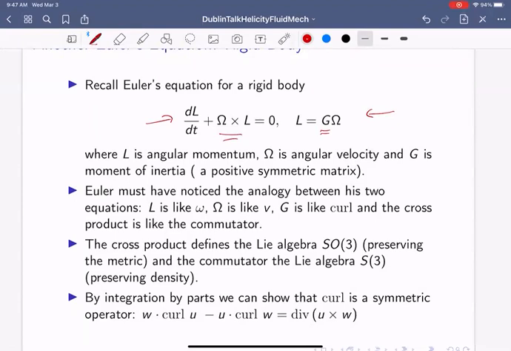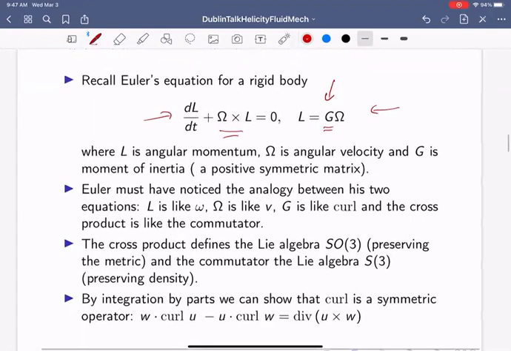And of course, angular momentum and angular velocity are related by the moment of inertia. G is a symmetric tensor, which is the moment of inertia. So this equation is actually very similar, I will argue, to the equation for an ideal fluid. The analog of angular momentum is vorticity. The analog of angular velocity is the velocity of the fluid. And the analog of the commutator is the cross product.